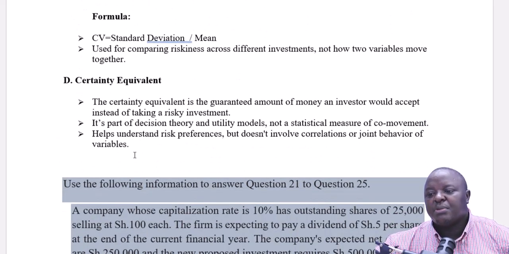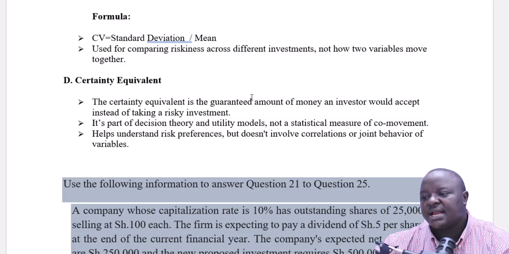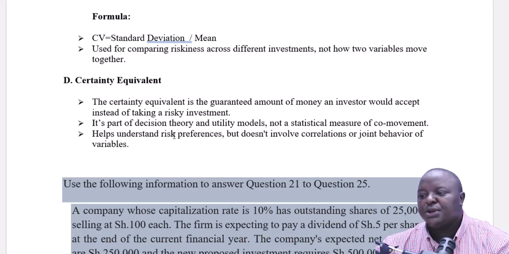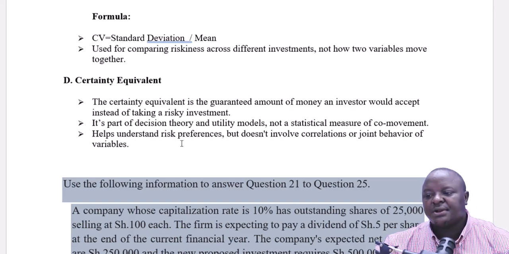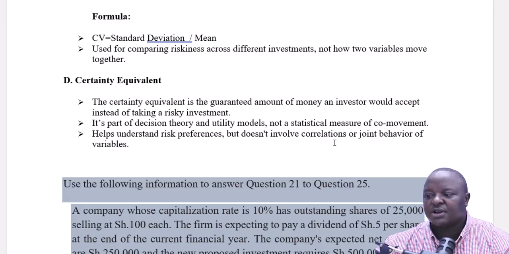And the certainty equivalent is the guaranteed amount of money an investor will accept instead of taking a risky investment. So it's part of decision theory and utility models, not a statistical measure of co-movement. It helps us understand risk preferences, but it doesn't involve the correlation or joint behavior of variables.